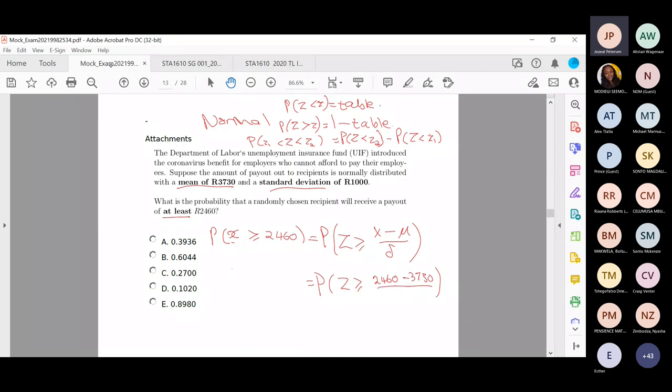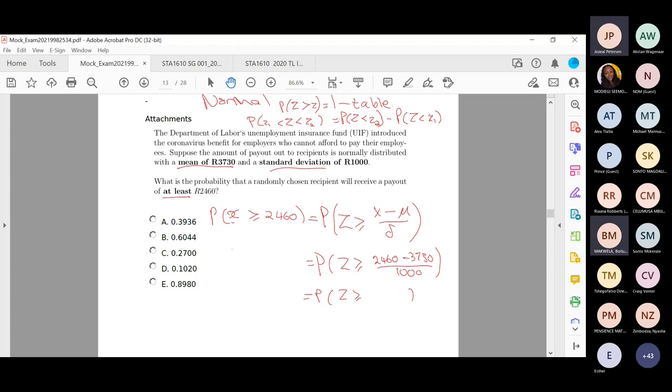That is 2,460 minus 3,000, divided by the standard deviation of 1,000. So now go ahead and calculate, since you guys have calculators, and give me the values. Minus 1.27. Okay, so now we need to go to the table, but we cannot go to the table with a greater than. We need to go to 1 minus the value we're going to find on the table, because the table contains the less than values. The table contains the less than values. So we are going to use the z value that we have here and go to the table.